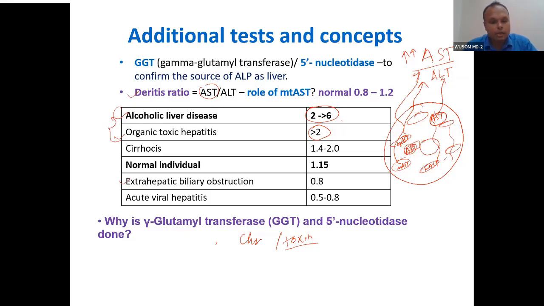In a normal individual, this ratio is about 1. But in extrahepatic obstruction, where there is a stone, biliary calculi, or cancer of the pancreas, or cholangitis, or bile duct disease. In such conditions, ALT will be higher than AST.